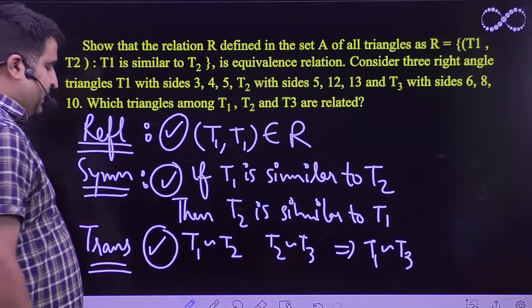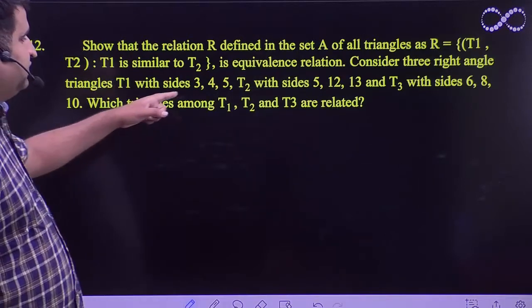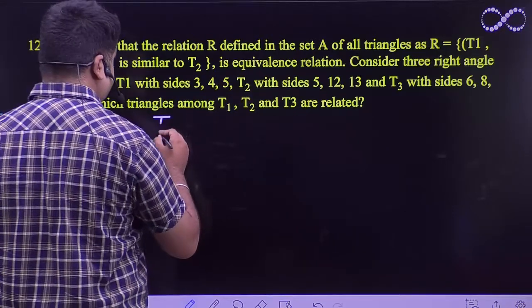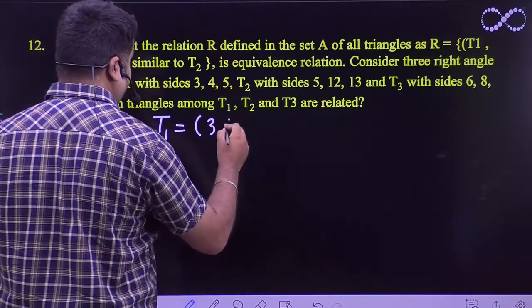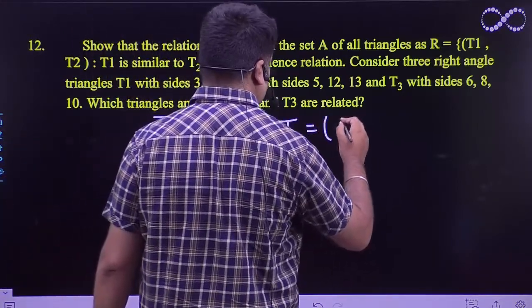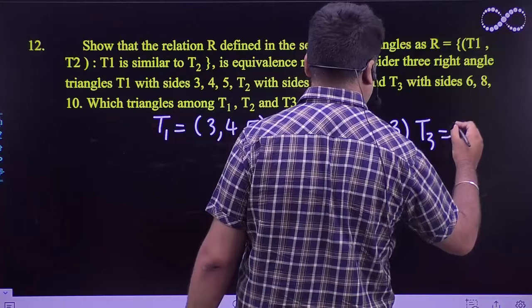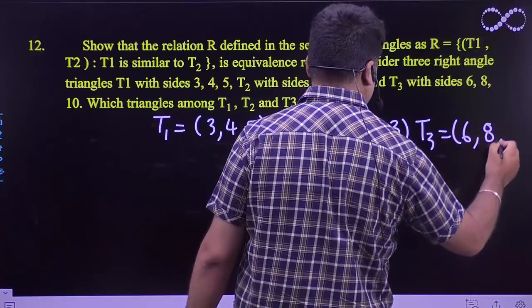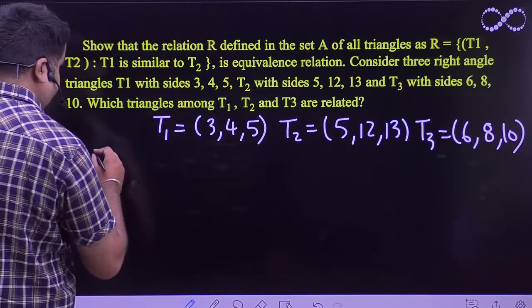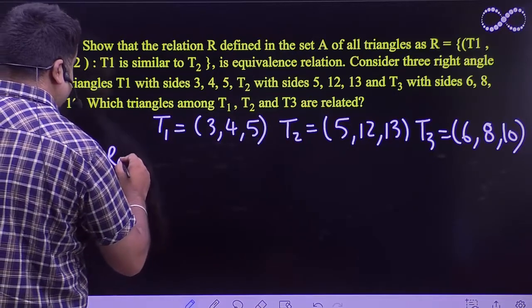Now next part we have to see which triangles among T1, T2 and T3 are related. So first, triangle T1 has the sides 3, 4, 5. T2 has the sides 5, 12, 13. And T3 has the sides 6, 8, 10. Right?